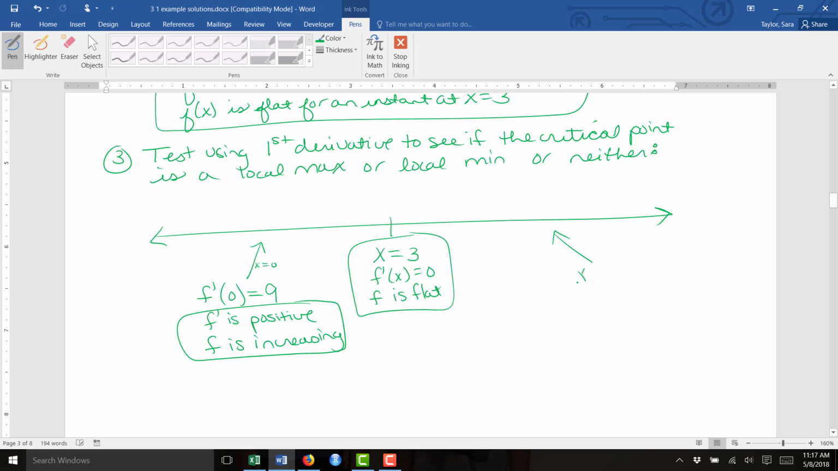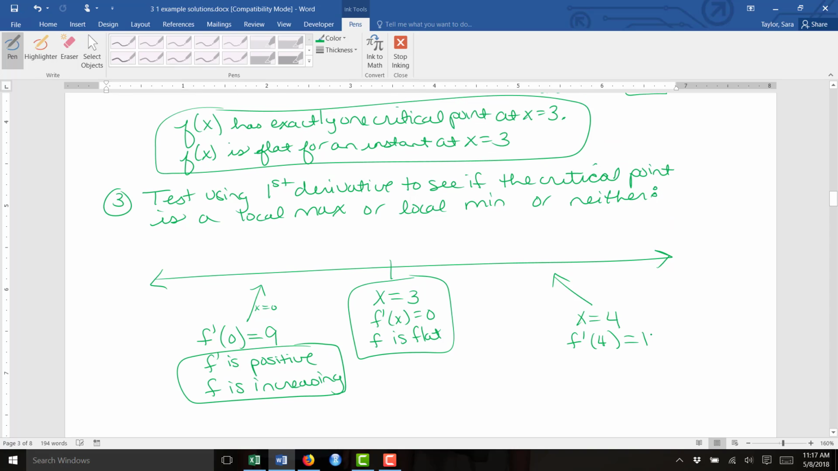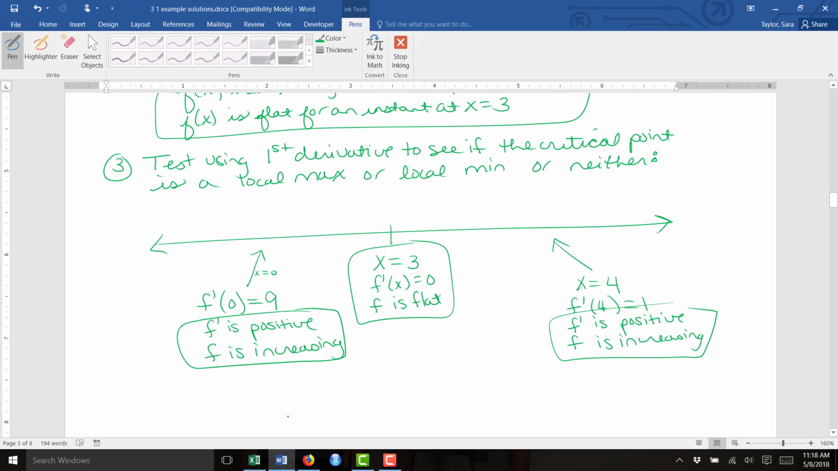Then on the right side, I'm going to pick x equals 4, and I'm going to evaluate the derivative at x equals 4. You will get out a value of 1, so that tells me over here on the right side of x equals 3, f prime is positive, which tells me on the right side of x equals 3, f is increasing. So based on this, I can now conclude that the function f must look like this. It's increasing, then flat at x equals 3, and then it keeps on increasing. So f of x must look like this.